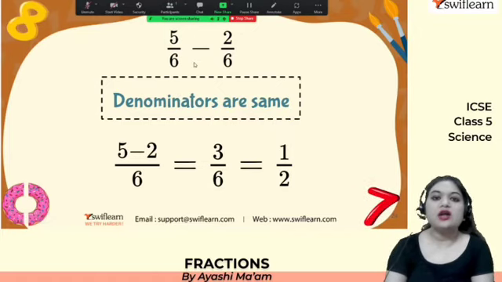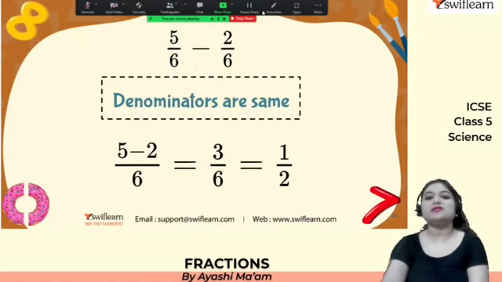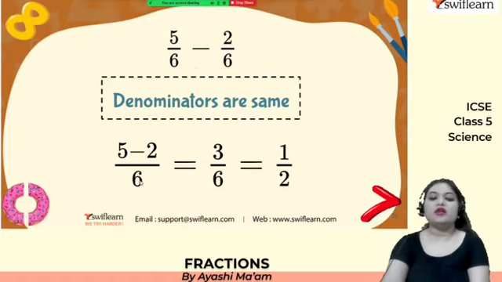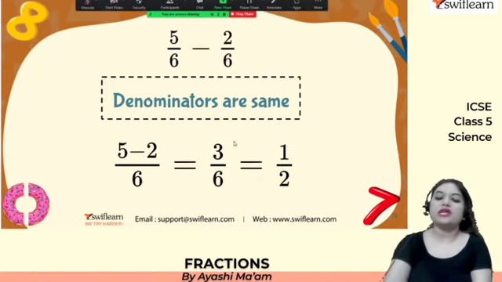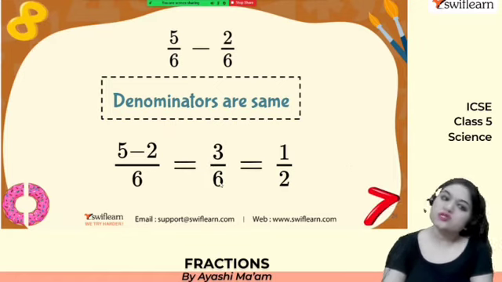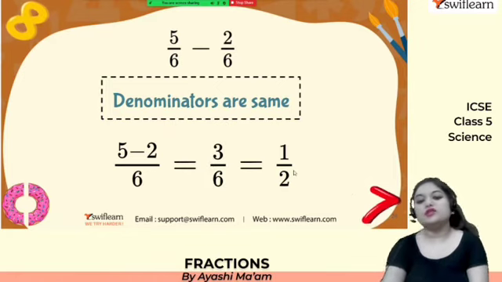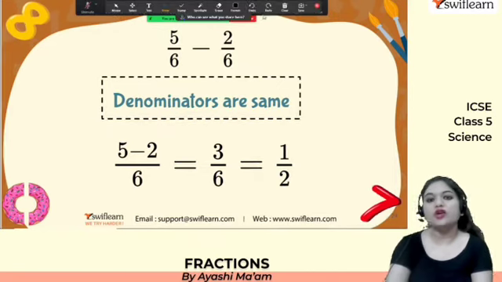So here also, see, 5 by 6 minus 2 by 6. So what will you do? 6 will be the denominator and 5 minus 2, that is 3. So you are getting 3 by 6. And you can also reduce it into the simplest form. If you reduce it into the simplest form, 3 by 6 is going to give you 1 by 2.